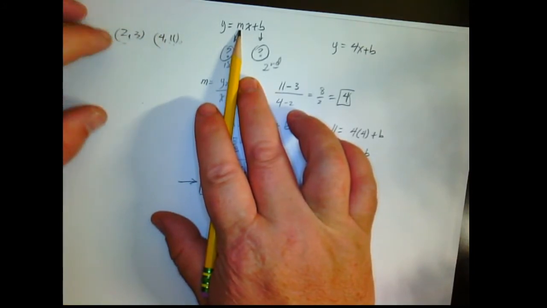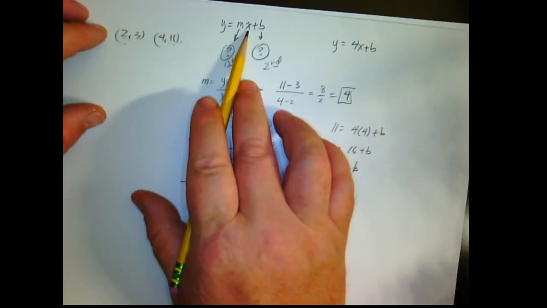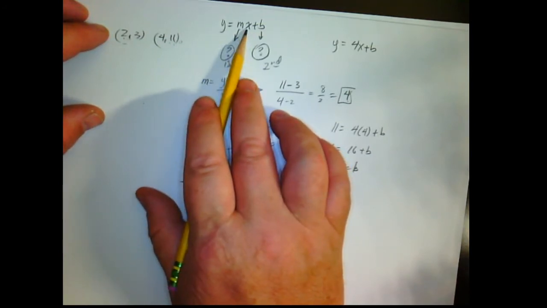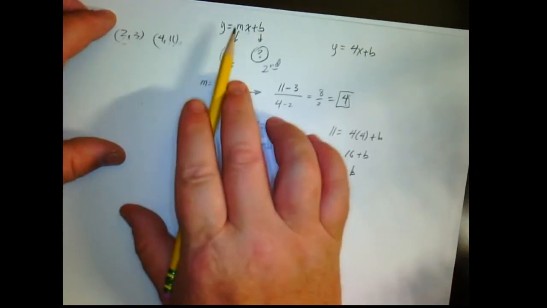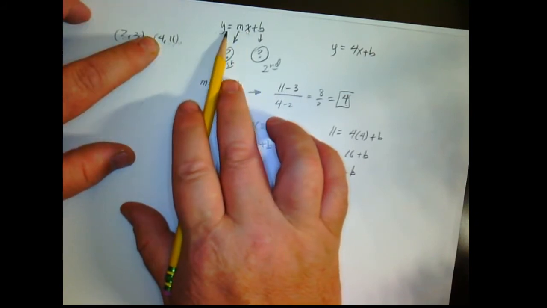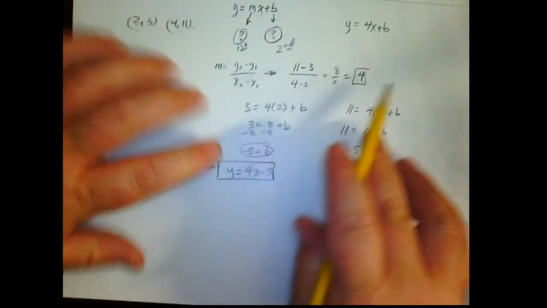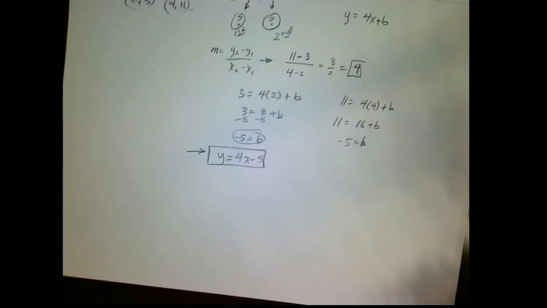The thing you got to be careful of, x goes here. People always put 2 and then 3, or 4 and then 11. No. This is x. That's the first number. That's why it's the second number. So be really careful with that. Okay, let's do one more.